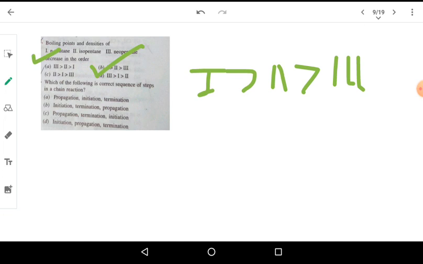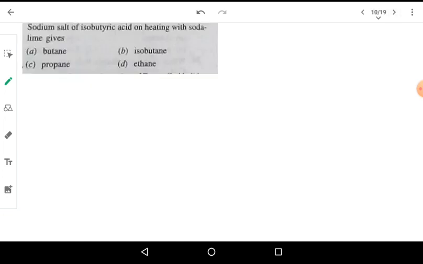Which of the following is the correct sequence of steps in the chain reaction? Initiation, propagation and termination. Answer is option number D.